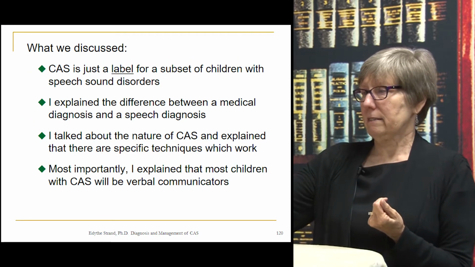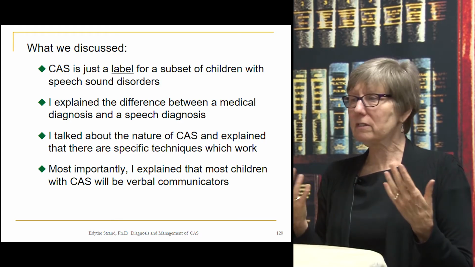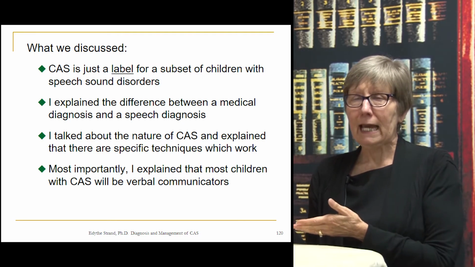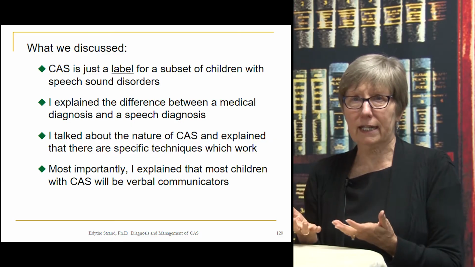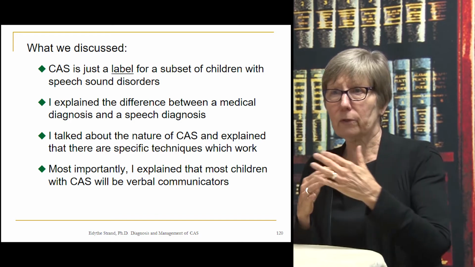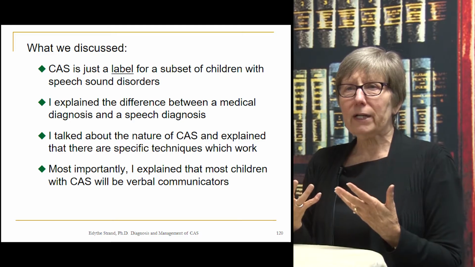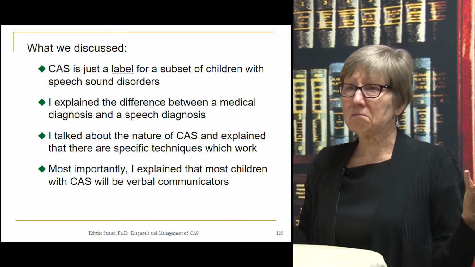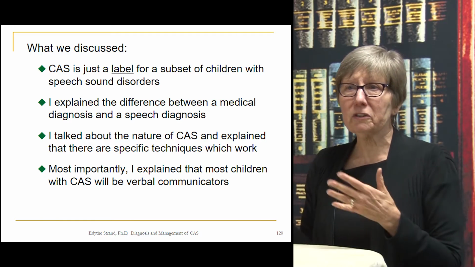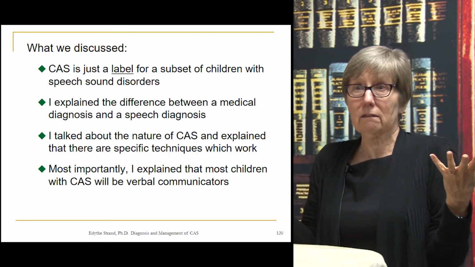So here's what we discussed. I began by helping them understand that childhood apraxia of speech is just a label for a subset of children that have a speech sound disorder. Now, we believe that this is neurologic in nature, that there are inefficiencies in neural processing for motor planning and programming, and at some point I'll go over that with parents. But at this point I have to say, but so is dyslexia, right? So are mild learning disabilities. Those are all just inefficiencies. The brain does everything, right?